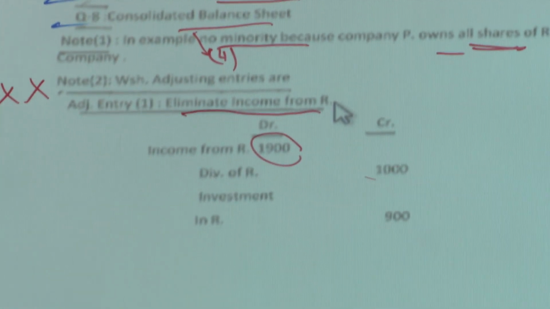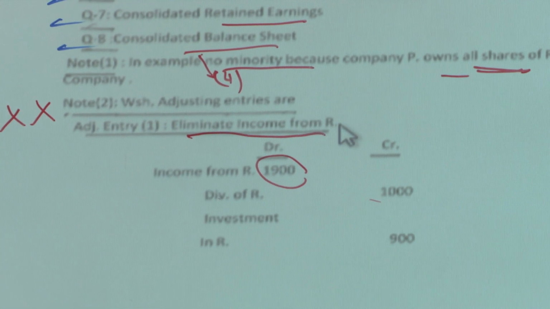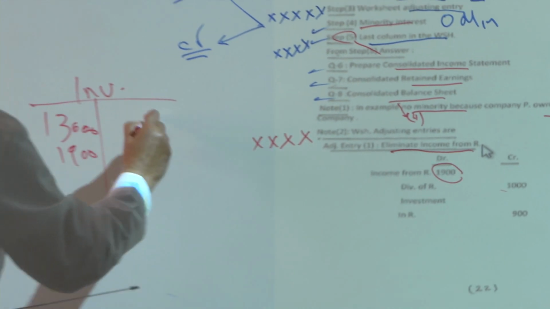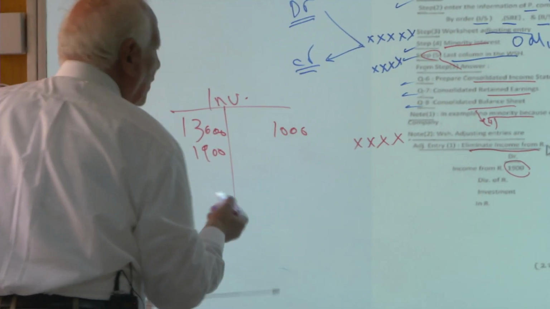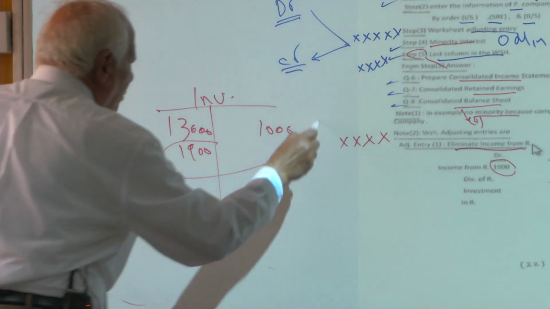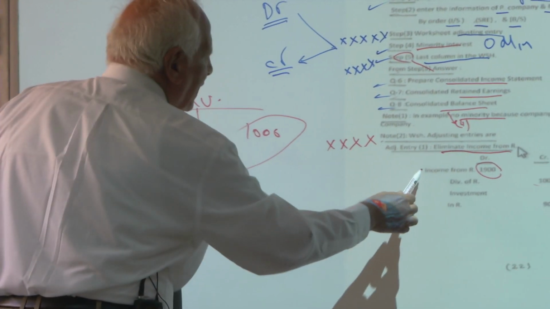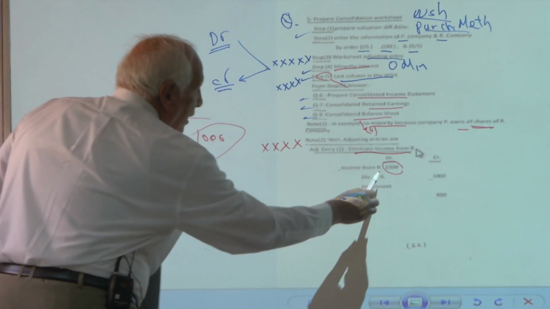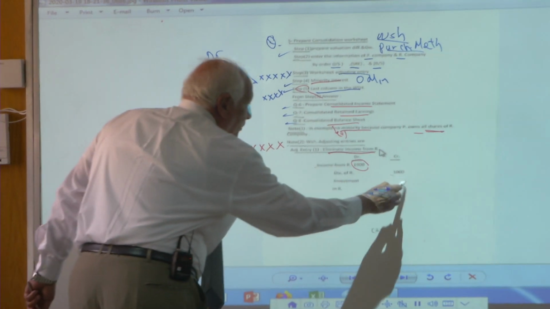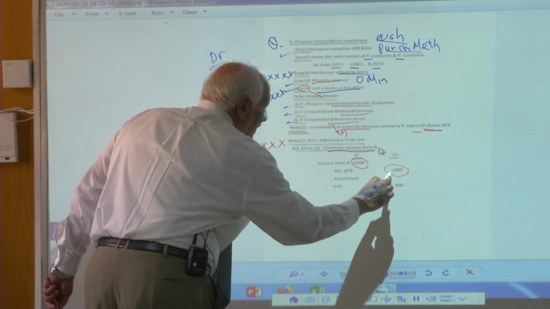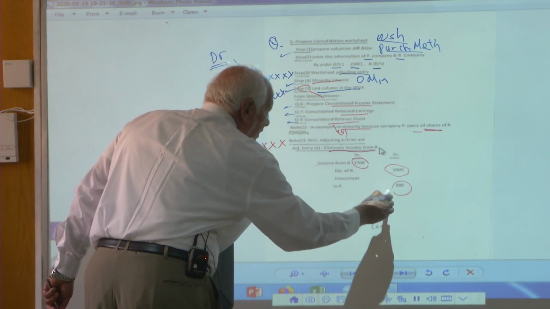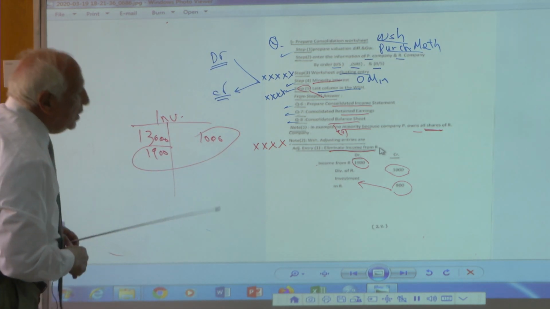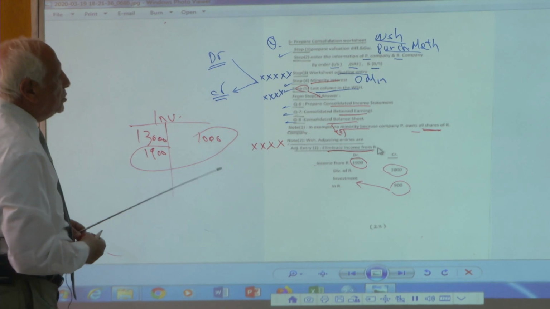If you look at the investment account, that's investment here, 13,000, here 1,900, here 1,000. You remember this in the account? You're going to eliminate this one with this one. Eliminate income from R with this one, credit dividend. When you make this debit and this credit, the difference between debit and credit, how much? 900. This 900, I put to investment in R. That means entry number 1, to eliminate income from R, you need to do it this way.